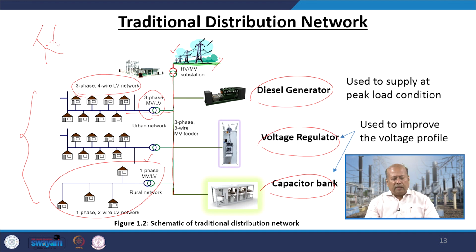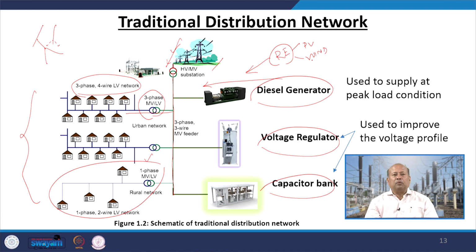Now let me quickly explain: any system will have a grid supply, and probably it can have a diesel generator, and over a period of time we'll see that instead of a diesel generator we can also have a bit of renewable energy penetration. That could be from PV or from wind, depending upon the availability. All right.